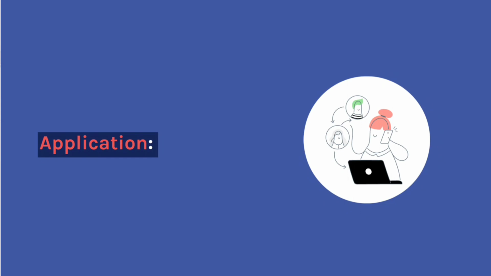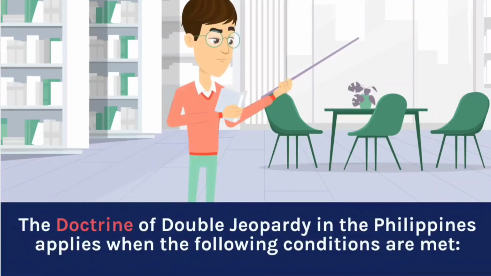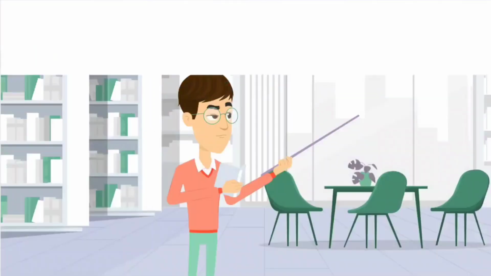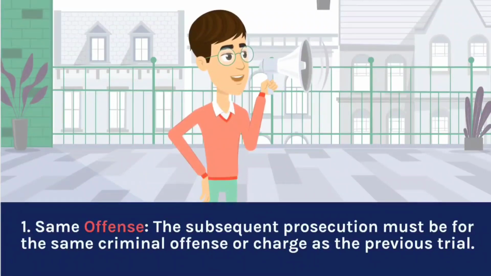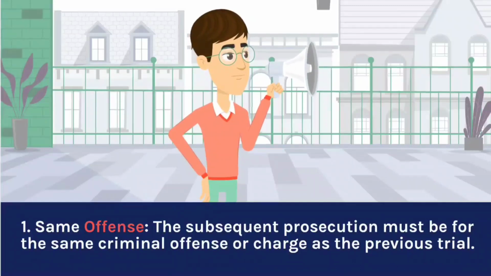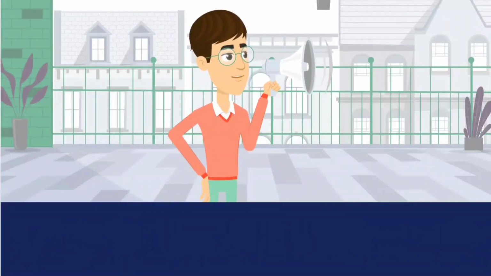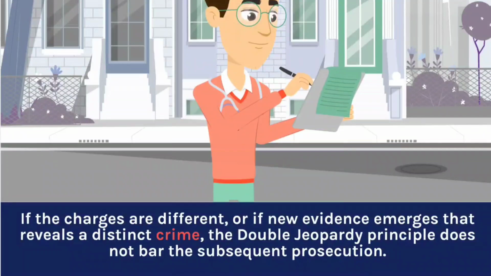Application: the doctrine of double jeopardy in the Philippines applies when the following conditions are met. 1. Same offense: the subsequent prosecution must be for the same criminal offense or charge as the previous trial. If the charges are different, or if new evidence emerges that reveals a distinct crime, the double jeopardy principle does not bar the subsequent prosecution.